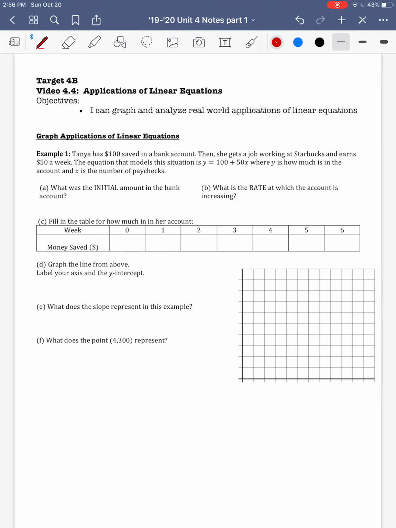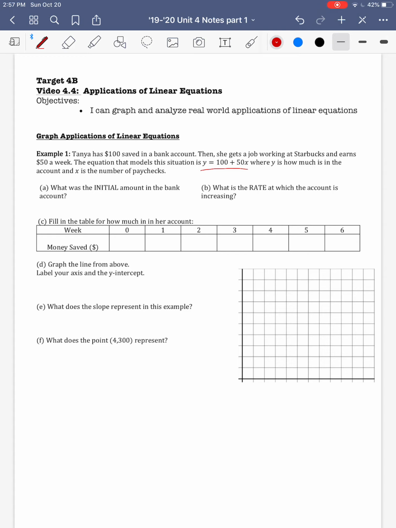All right, in our last video of the unit, part 1 of 4, I should specify, we're going to apply what we know about linear equations and see what it looks like in a real life scenario. So in our first example, it says Tanya has $100 saved in a bank, then she gets a job working at Starbucks and she earns $50 a week. They actually give me the equation that says y equals 100 plus 50x, where y is how much is in the account and x is the number of paychecks.